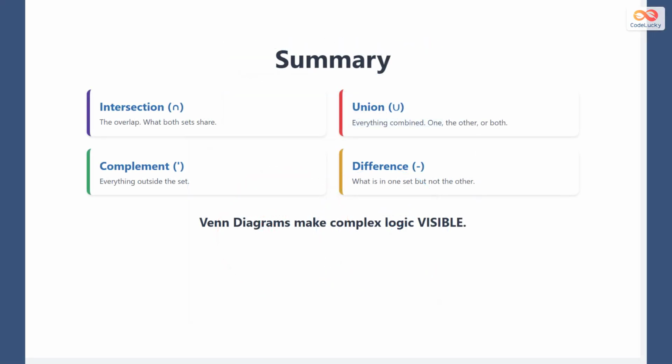To wrap up, remember these key concepts. Intersection is the overlap. Union is the combination. Complement is what's outside. And difference is what remains after removing an overlap. Venn diagrams are fantastic for making logic clear and visible.